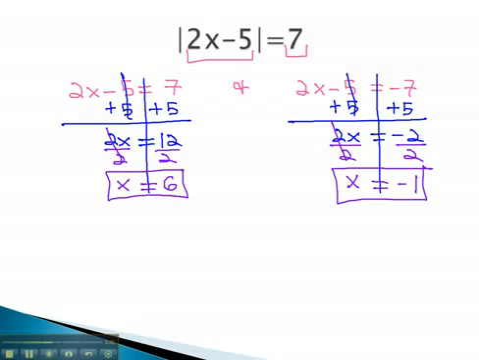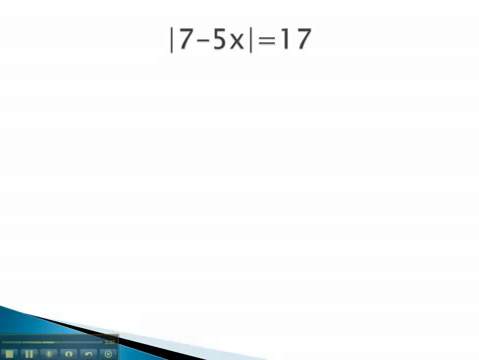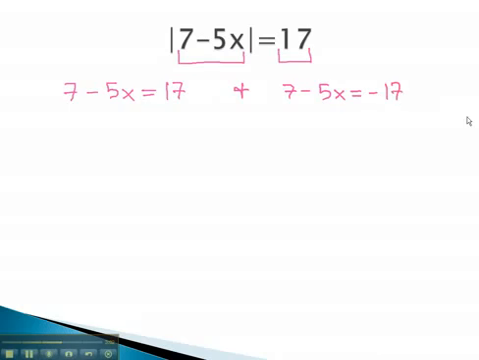Let's try another example where we can see this two solutions work out. Here, we have 7 minus 5x in absolute value. This can be either positive or negative 17. Let's make the two equations to show this. 7 minus 5x equals the positive 17, and 7 minus 5x equals the negative 17. This now gives us two equations, which we can quickly solve to find our values for x.